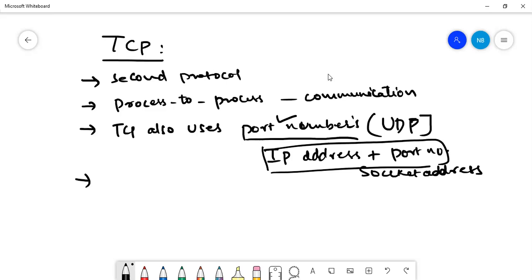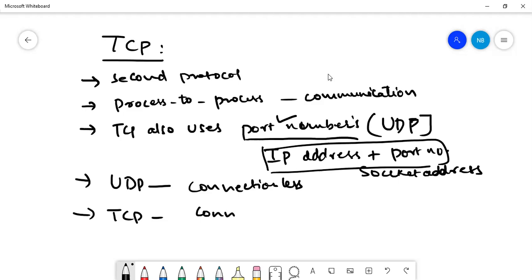But what is the major difference between TCP and UDP? The difference is that UDP is a connectionless protocol, whereas TCP is a connection oriented protocol. What is a connection oriented protocol? This is the major difference that we are trying to discuss.